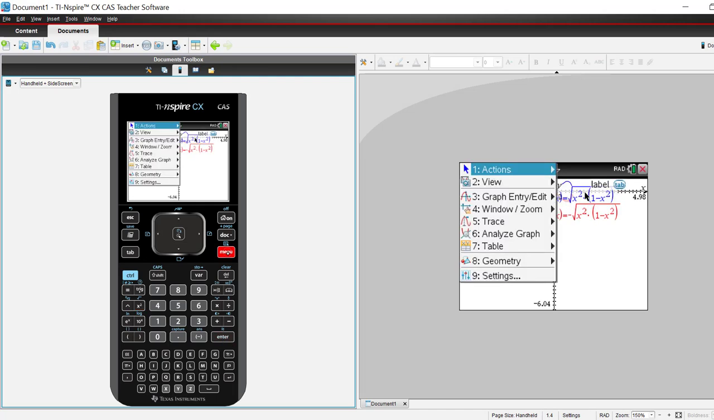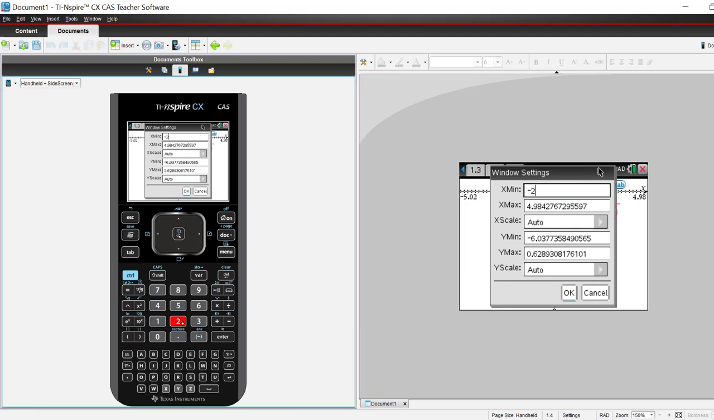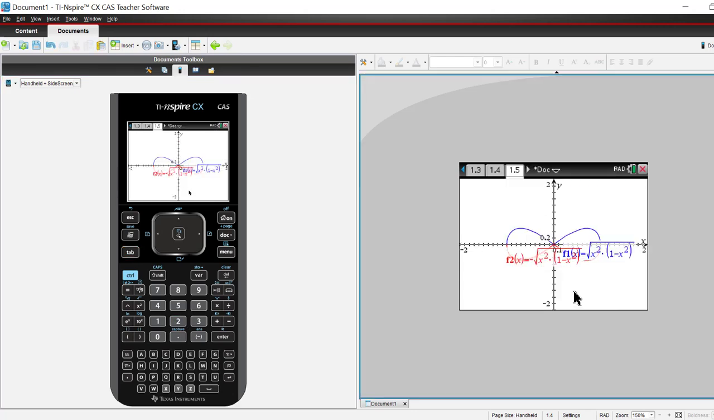What's this? I reckon it's going from like 0 to 1 and 1 to 0? Let's go to Window Zoom and let's change the settings. Let's go x minimum to -2 and x maximum to 2, and y minimum to -2 and y maximum to 2. And I think that we might have a bit better time with this. There we go.